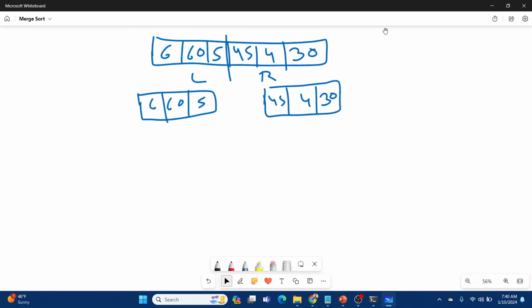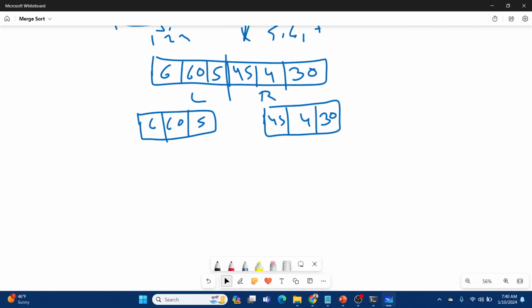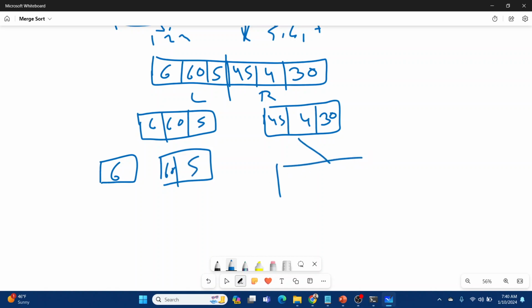So we have divided this array into two subparts, left and right. Then we will divide it further. If we try to divide 6, 60, 5, what will happen? It will be divided into two parts: one is 6 only, and the second is 60 and 5. Same if we do this here: the first part will be 45, the second part will be 4 and 30. Then we will divide it further.